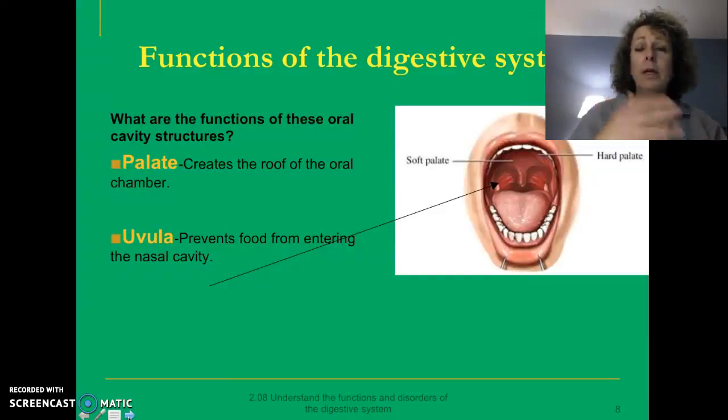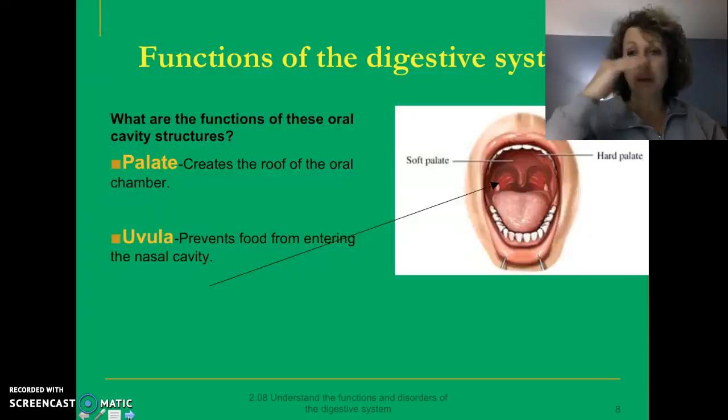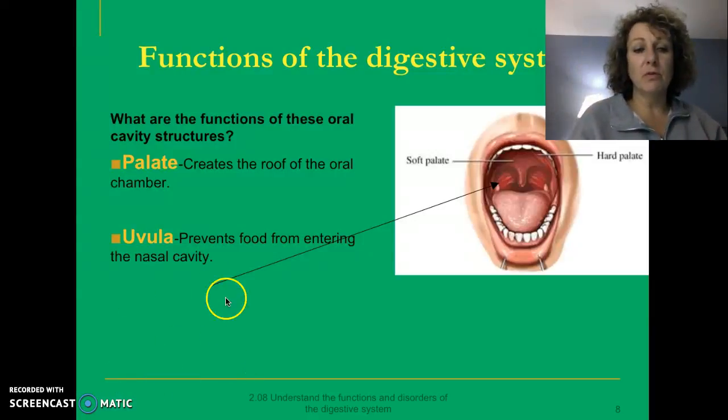All right, so inside the mouth we have the hard and soft palate, remember, from structures. That's what separates the nasal cavity from the oral cavity. Prevents that food from going up into our nose. The uvula also helps to prevent food from going up into the nasal cavity.